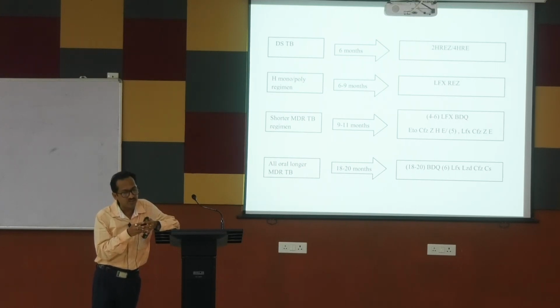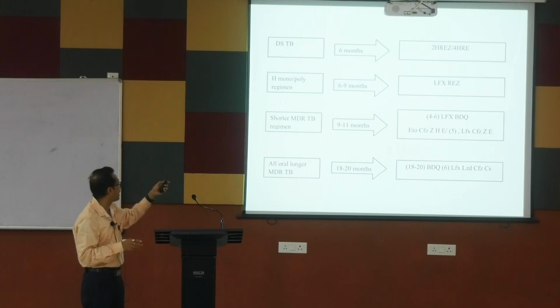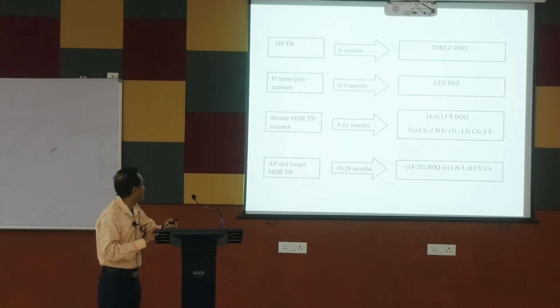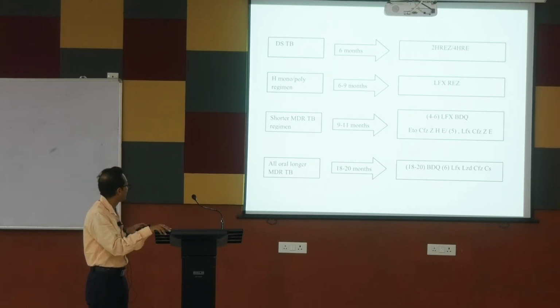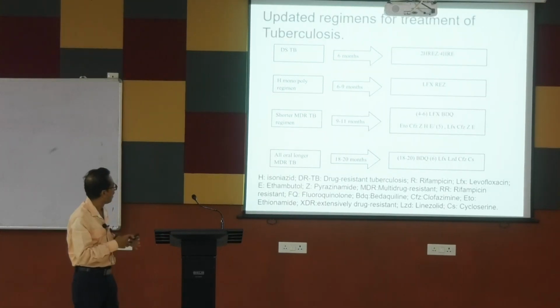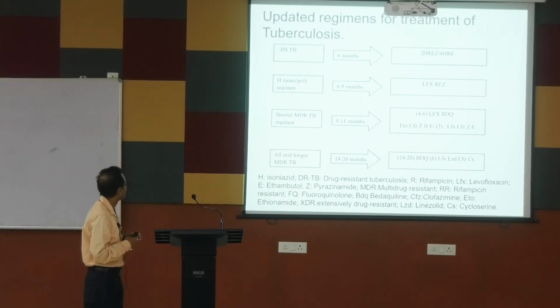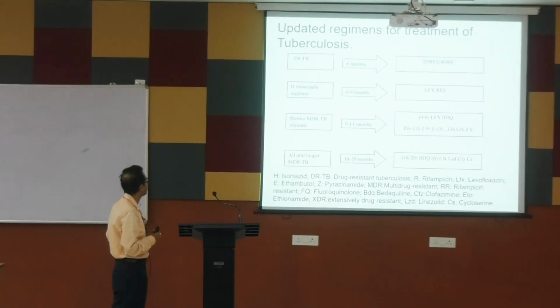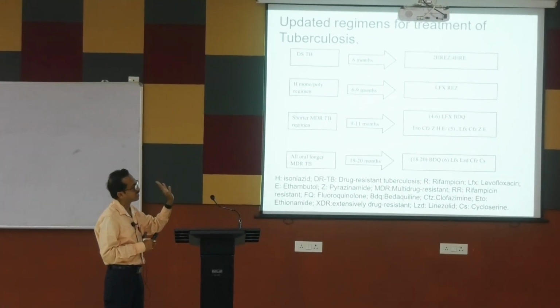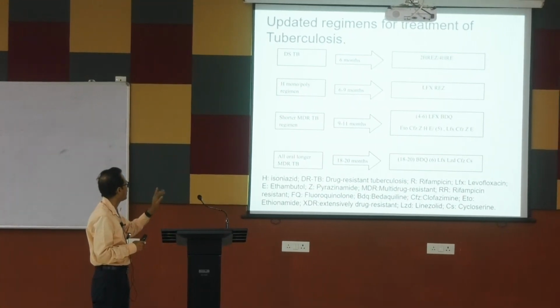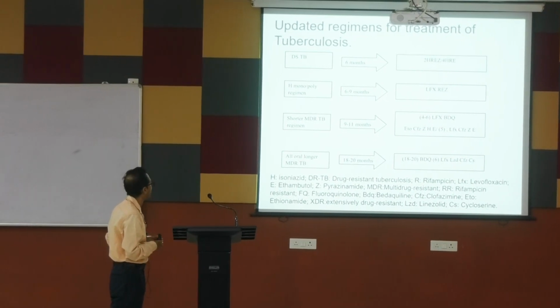CAT-G gene for diagnostic of INH resistance. So where is that? It is the levofloxacin, rifampicin, ethionamide and pyrazinamide. That is 6 to 9 months. Then the newer regime: H mono or polyregime for 6 to 9 months. That is levofloxacin along with rifampicin, ethambutol and pyrazinamide.